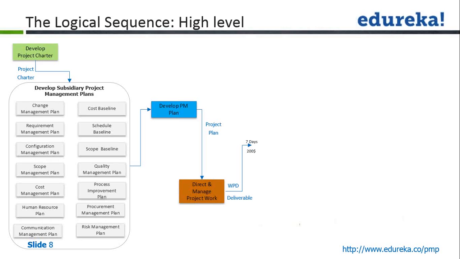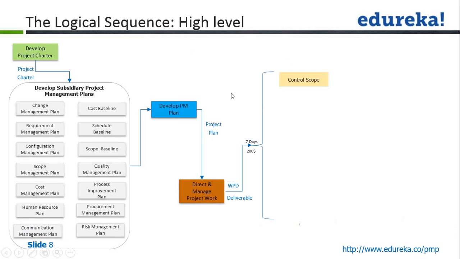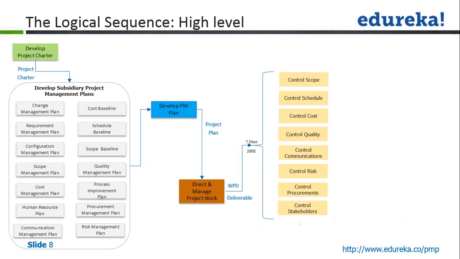That work performance data and the deliverables now will be taken to these subsidiary knowledge areas, or rather the processes from the monitoring and controlling process group for each of these respective knowledge areas. For example, project scope management will have one process in your monitoring and controlling process group, that is control scope. Project schedule, or time management, will have control schedule. Project cost management will have control cost.